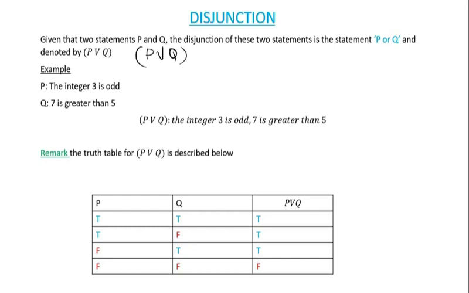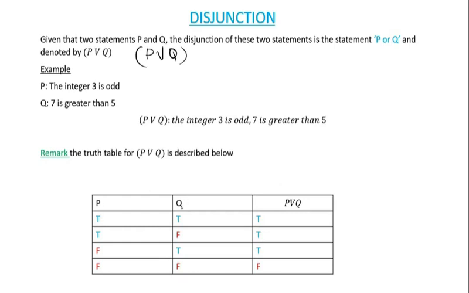So this is the disjunction between these two statements. Now let's look at the truth table for the disjunction P or Q. For disjunction, either both statements can be true to make the truth table true, or one of the statements has to be true. So whether both are true or one is true, the disjunction between the two statements is true. But once both are false, the truth table is false.